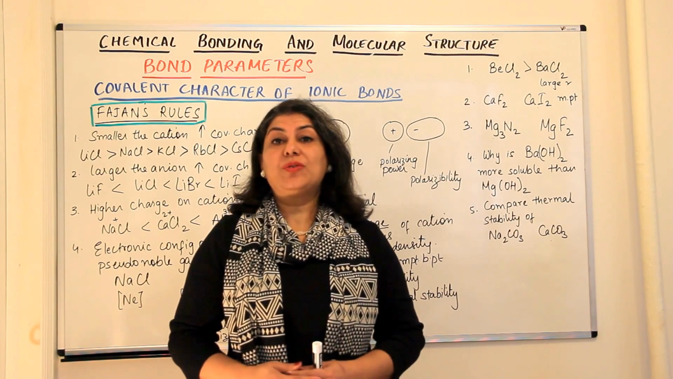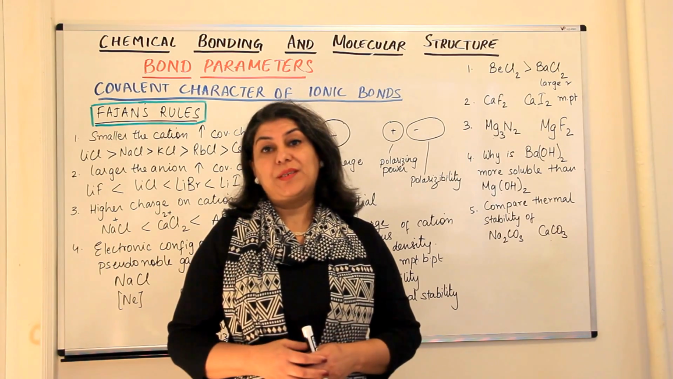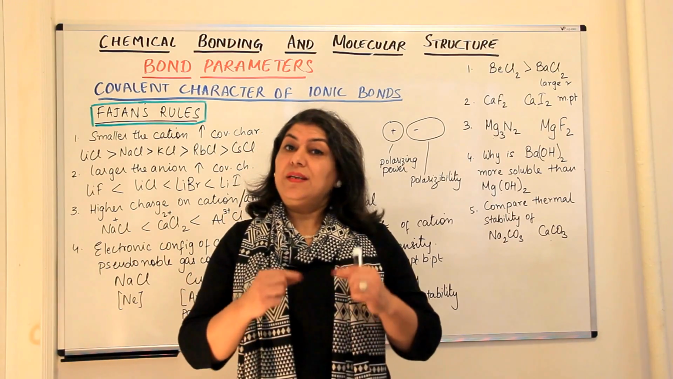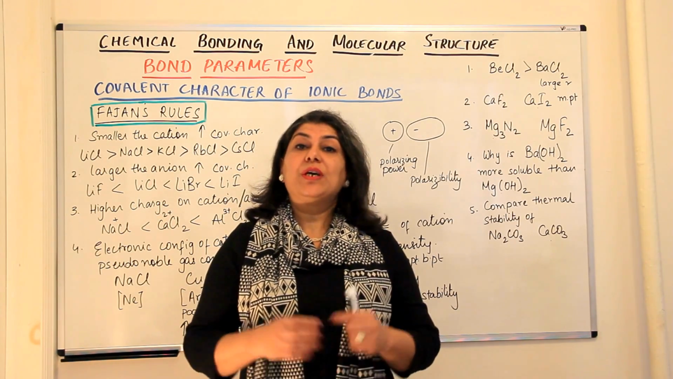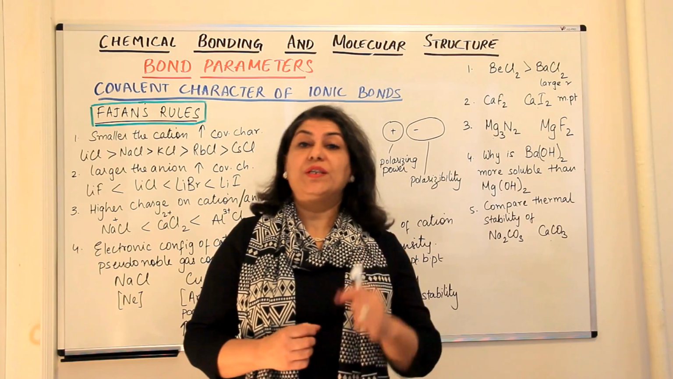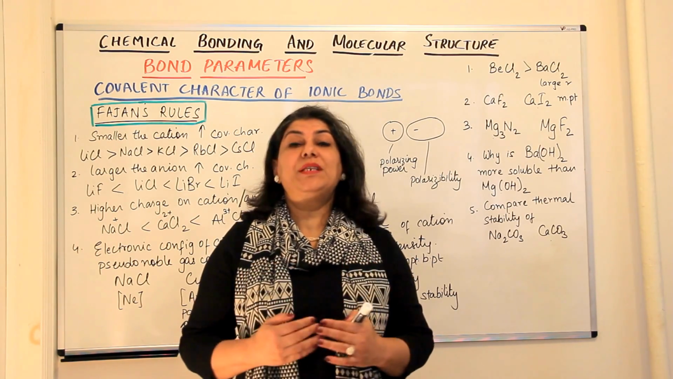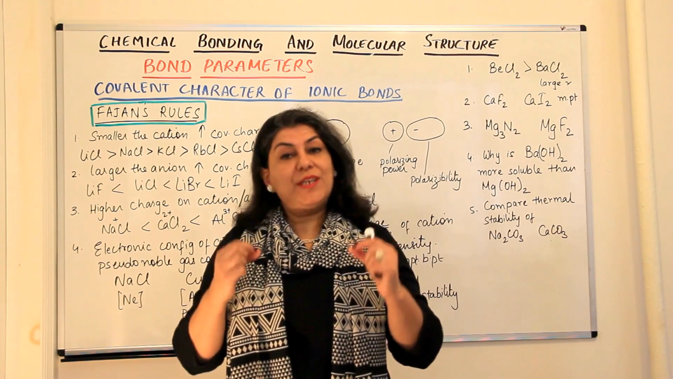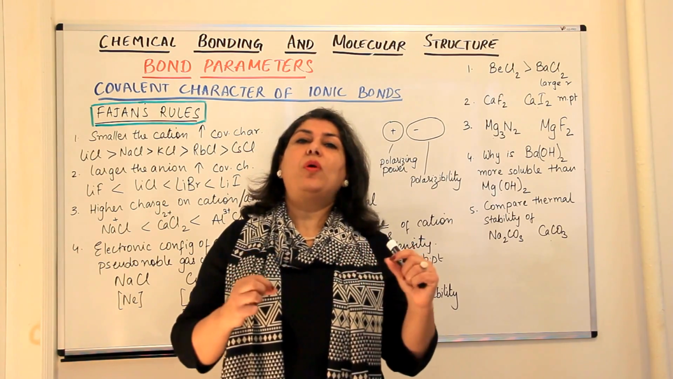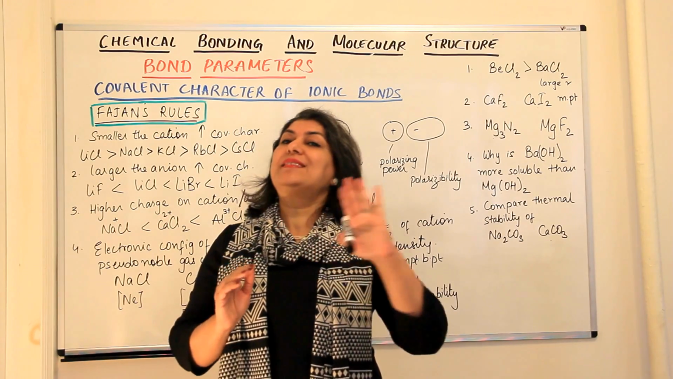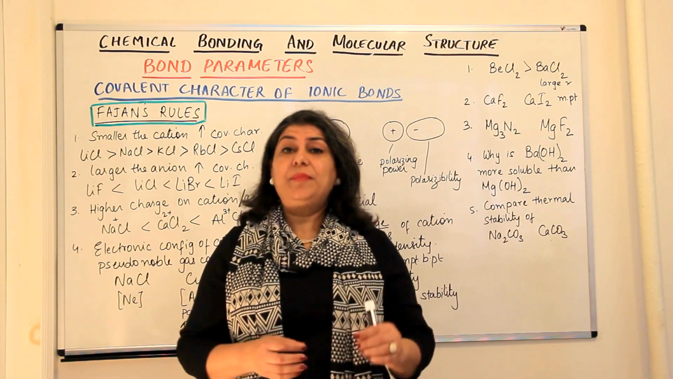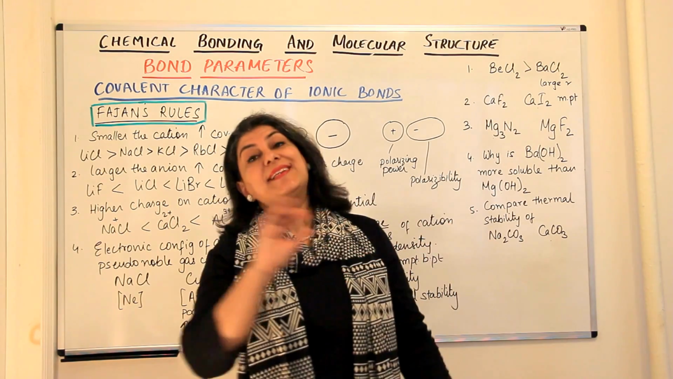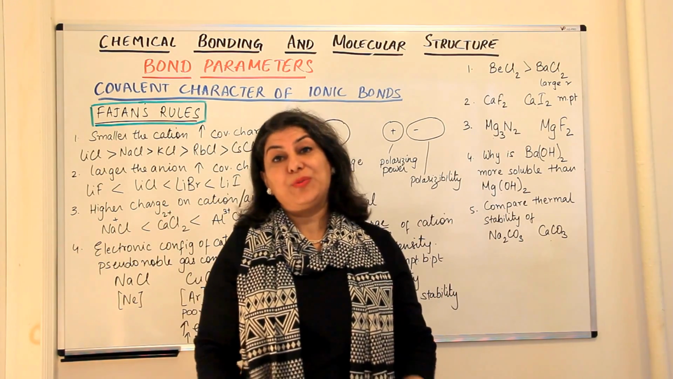In the previous videos, we have been discussing bond parameters and we were talking about the polarity of bonds. In the last video, I told you about the ionic character of covalent bonds, and now I will be telling you about the covalent character of ionic bonds. Just as no covalent bond is absolutely covalent, it has some ionic character to it. Similarly, no ionic bond is 100% ionic. It has some amount of covalent character to it.